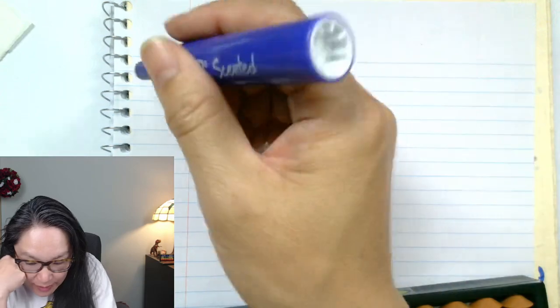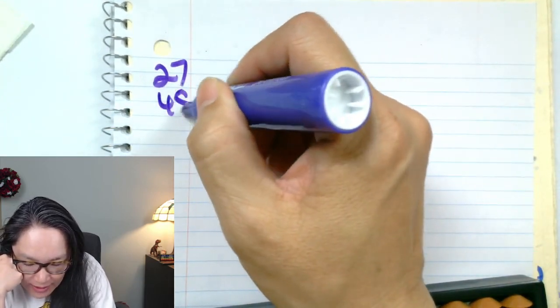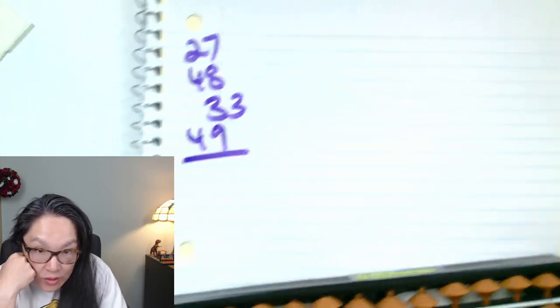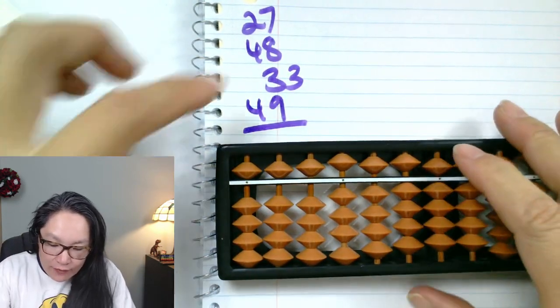And with new math, because you're writing it all out, you have to line everything up, whereas on the abacus it's already lined up for you. So some of the questions can be super long, like 27 plus 48, and then 33, and then 49. Notice they're not lined up, but it doesn't matter on the abacus. Why? Because we take it for what it is.